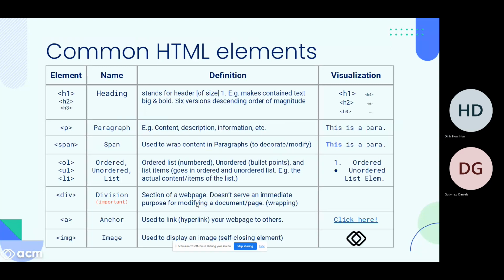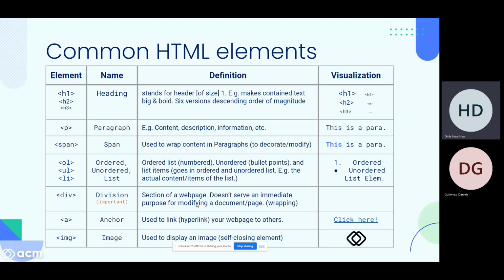Next, you have paragraph elements, and those are just kind of the content itself of what you will write. So if you write an entire article, you're going to use a heading tag for the title of the article. You use a paragraph tag for the actual content of it.